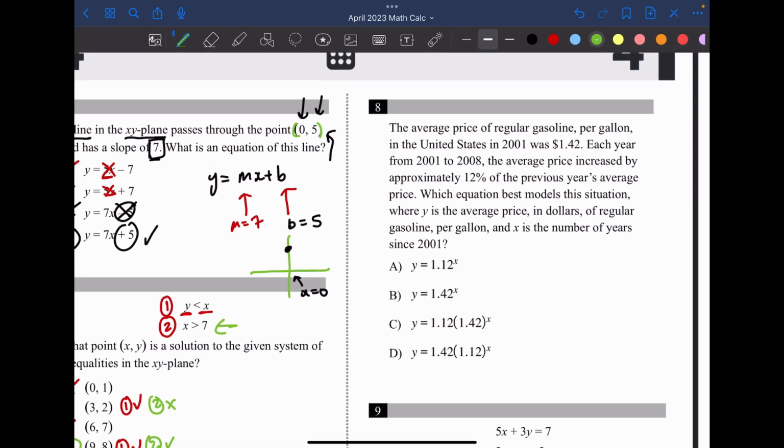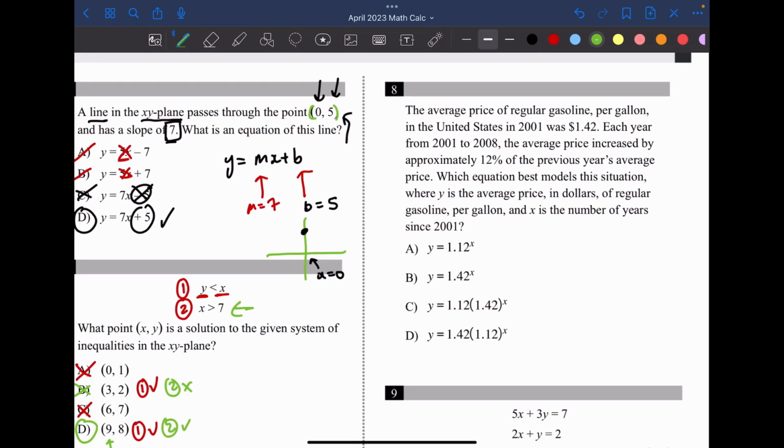Okay. Question number 8. The average price of regular gasoline per gallon in the United States in 2001 was $1.42. And each year, from 2001 to 2008, the average price increased by approximately 12% of the previous year's average price. Which equation best models the situation where y is the average price, in dollars, of regular gasoline per gallon, and x is the number of years since 2001? Okay, so we start off with $1.42 per gallon. That was in 2001.